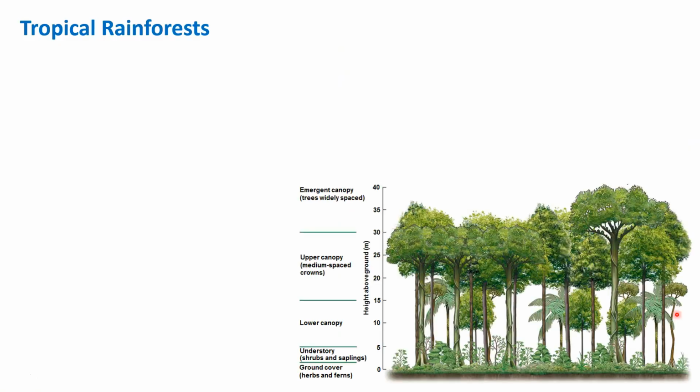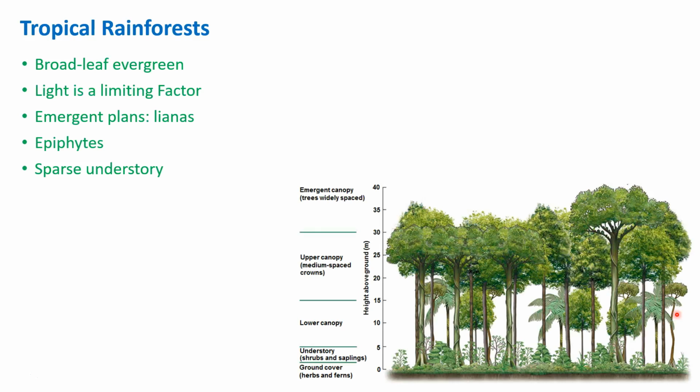So tropical rainforests have broad leaves, right? And they are evergreen. They do not change color. Because of the thick, continuous canopy, light is a limiting factor to the forest floor. Because of that, if a particular plant species is not a tree that can grow taller, right, they have to find another way to reach the top of the tree so that they can intercept sunlight.